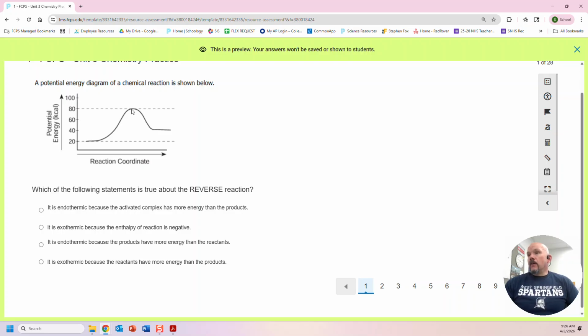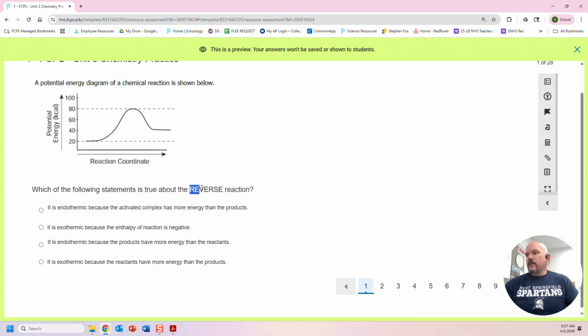And so the activation energy of the forward reaction is 60, and the activation energy of the reverse reaction is 80 minus 40, so it would be 40 going this way. So the activation energy going this way is 40, the activation energy going this way is 60, okay? But the delta H for the forward and the reverse reaction are the same number, but what matters is, is it positive or is it negative? If it's positive, it's endothermic. If it's negative, it's exothermic.